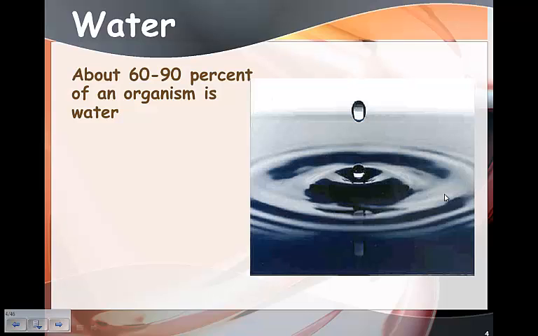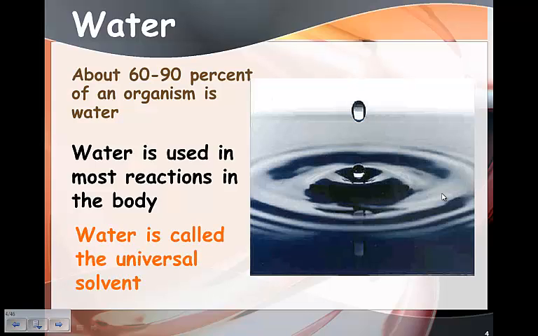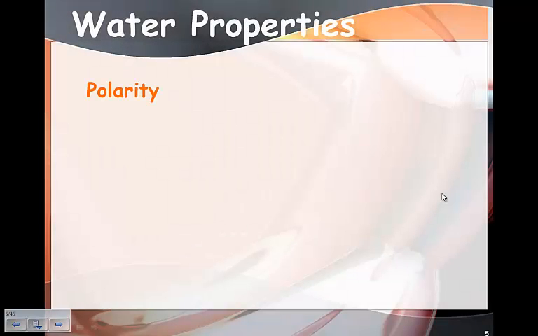All right, just some reminders about water. We've already talked about water, but I want to revisit it quickly here. An organism is made up of about 60 to 90% water, so a lot of living organisms have water in them. Water is used in most reactions in the body, and water is called the universal solvent. We talked a little bit about it being the magical substance. Okay, and some basic properties.